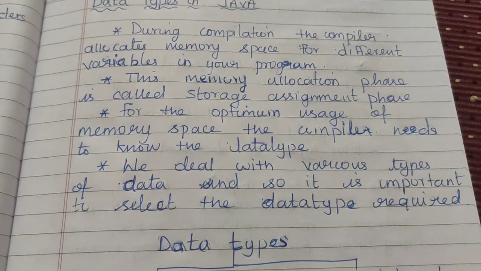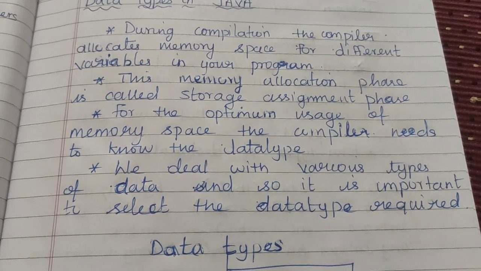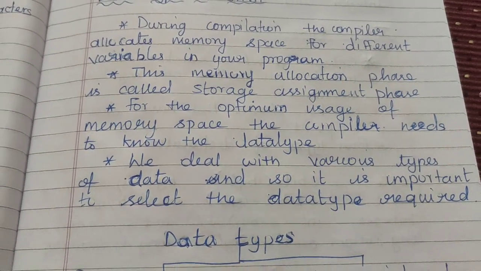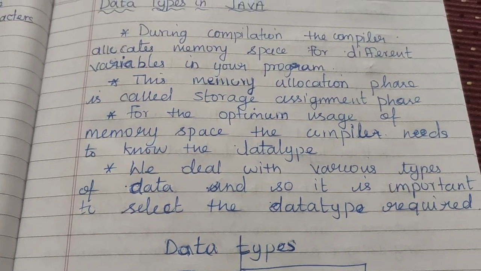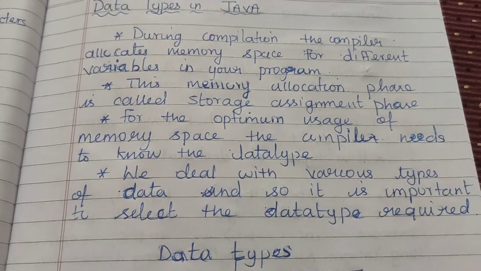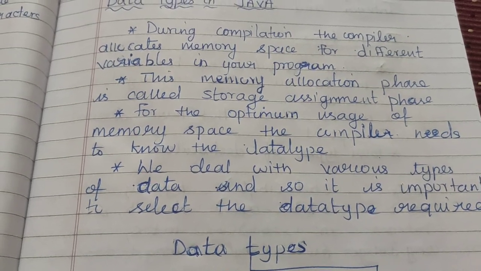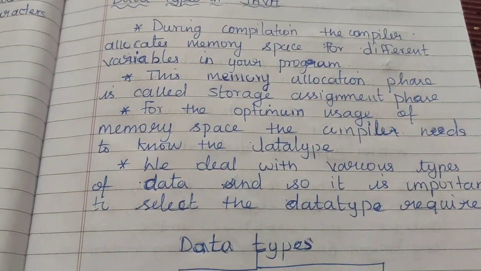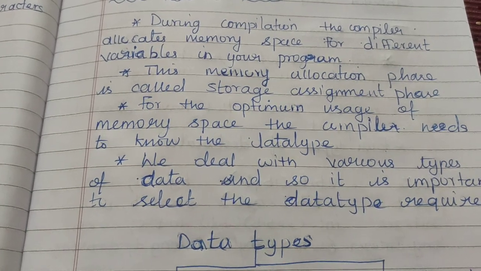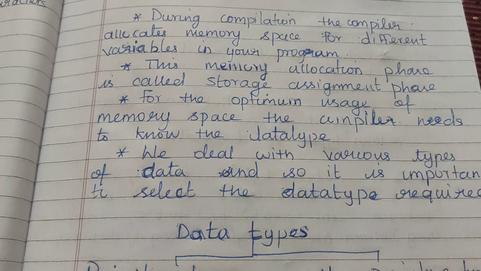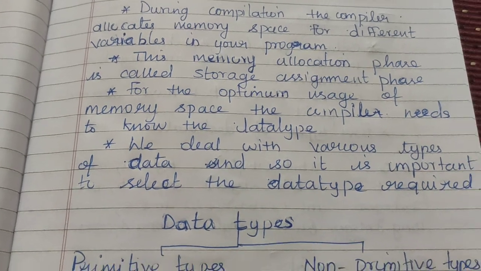So, while compiling, to know the memory space to be allocated for that particular program, the compiler needs the data types. With the data types you declare the variables, and according to your variables, your memory space will be allocated by the compiler. This memory allocation phase is called the storage assignment phase.